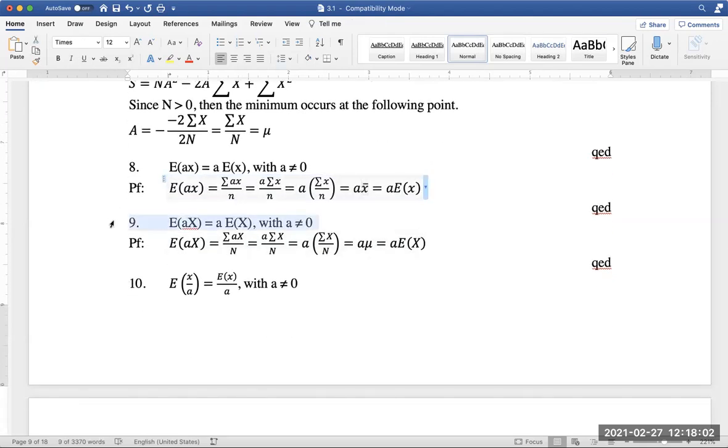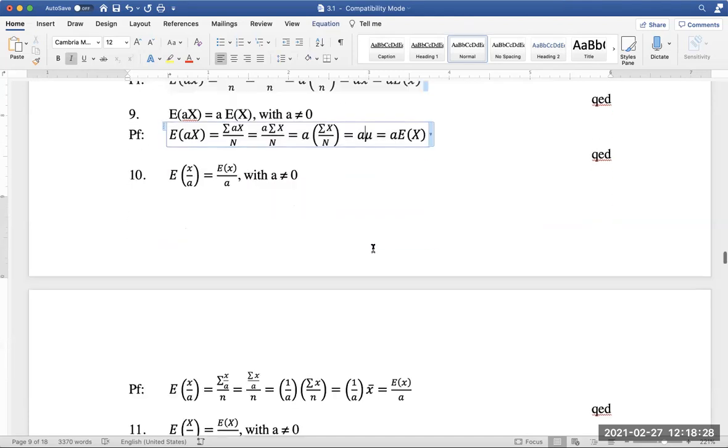Similarly, the expected value of aX is a times the expected value of X. And so the expected value of aX is just the sum of aX over n, which, again, I can bring the constant out in front of the summation by the properties of summation. But now the sum of x over n is just mu, and that's what you wanted to show.